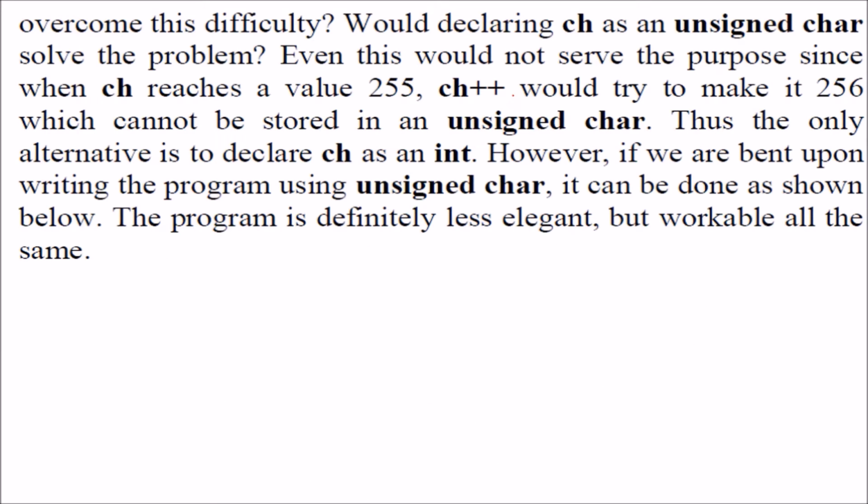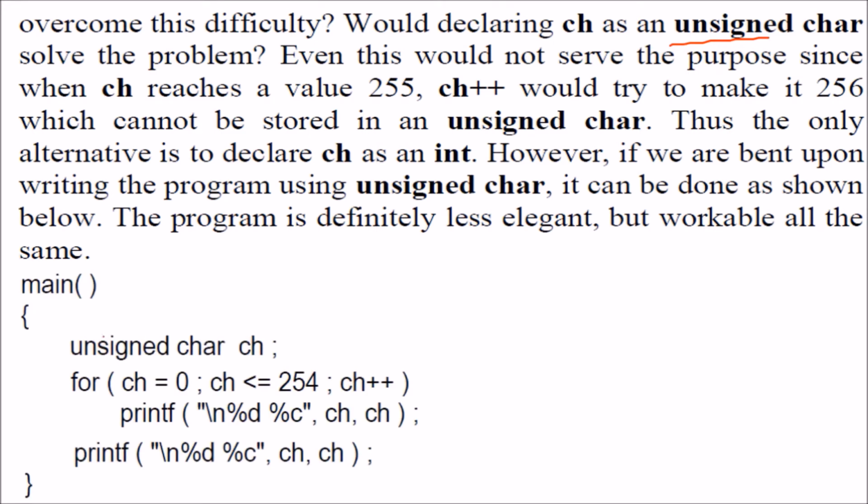So how do we overcome this difficulty? We have unsigned character for this. The same program, if you write it with unsigned character and you put this as 254, not 255, because the range is 0 to 255. That means the total number of values available to you is 256. So when you start with 0, you only go up to 255. So if you check 255, you are already ahead by 1.